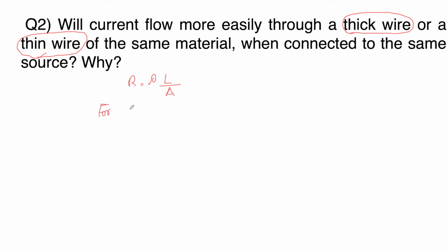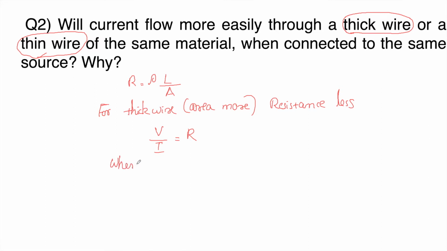So for thick wire, that means area more, resistance will be less. Okay, resistance less. Again, the current and resistance, it is inversely proportional according to the Ohm's law. So when the resistance is less, current flow will be more. Okay, when resistance less, current is more. Okay, so for the thick wire, current will flow more easily.